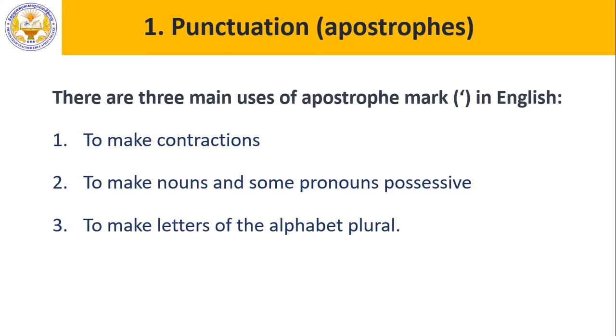So the punctuation in this chapter is about apostrophes. There are 3 main uses of apostrophe, or we can call it apostrophe mark in English. 1. To make contractions, or we can say to make short forms. 2. To make nouns and some pronouns possessive, to make possessive forms. 3. To make letters of the alphabet plural.